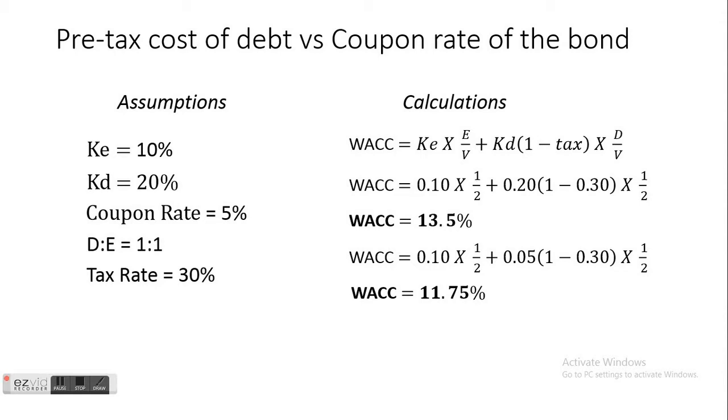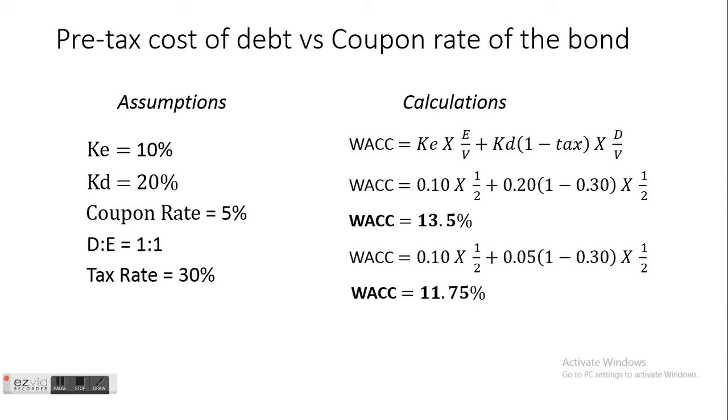The true cost of capital using the formula of WACC that was provided earlier comes out to be 13.5%. Here, I have used the cost of debt and not the coupon rate of debt. However, if I replace the cost of debt with the coupon rate of debt, I'll get the incorrect WACC of 11.75%. Now you may wonder what is wrong with the 11.75%.